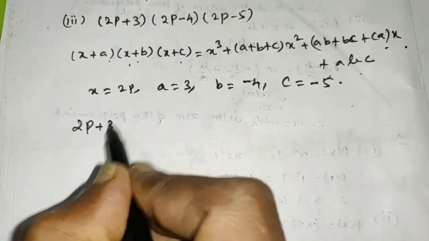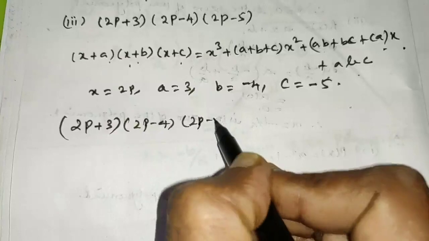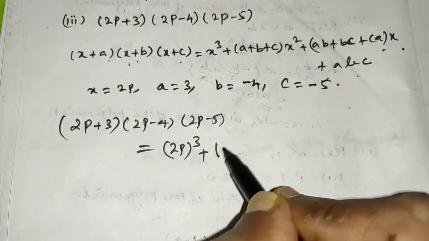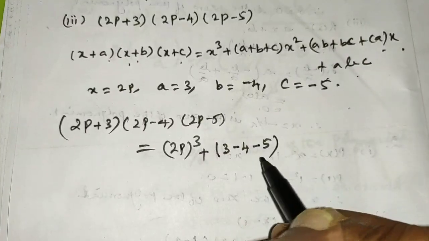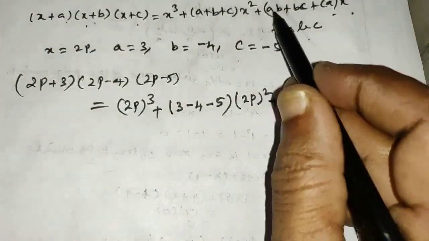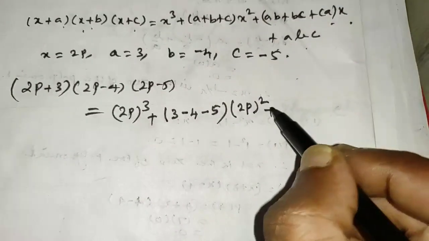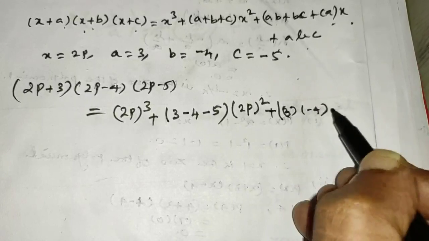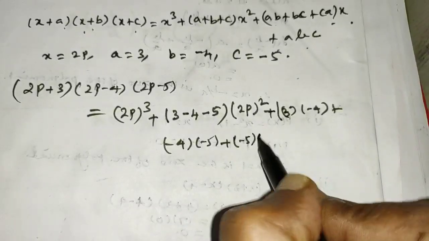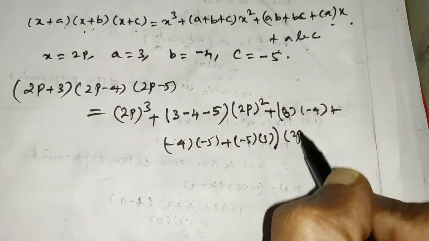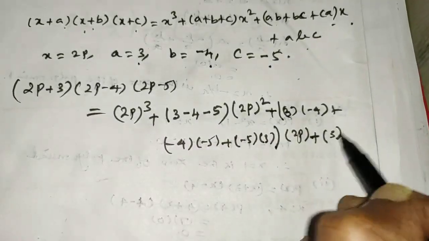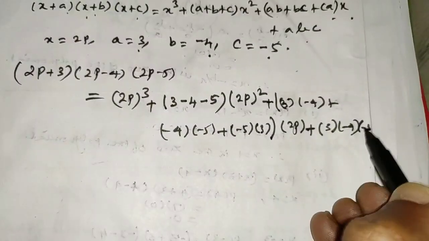So you will get the expansion of 2p plus 3 into 2p minus 4 into 2p minus 5 equal to 2p whole cube plus a plus b plus c, what is a? 3, b is minus 4 and c is minus 5, into p square, that is x square, which is 2p square, plus ab plus bc plus ca, that is 3 into minus 4 plus minus 4 into minus 5 plus minus 5 into 3, into x, that is 2p, plus a into b into c, that is 3 into minus 4 into minus 5.